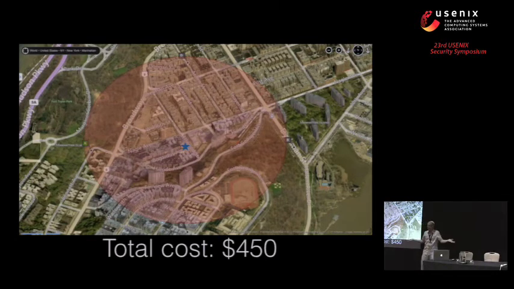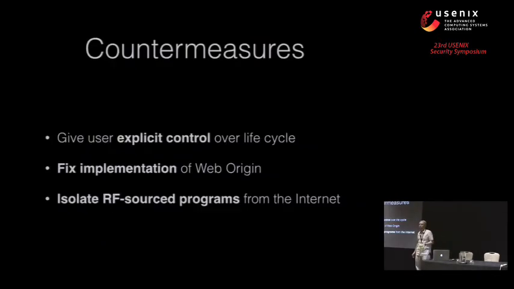OK, what next? We're engineers. We want to solve stuff. Let's talk about countermeasures. So there are 3 flaws, and each one of them can be solved. OK, you want to control the fact there's no control over life cycle. Duh, give them control over life cycle.